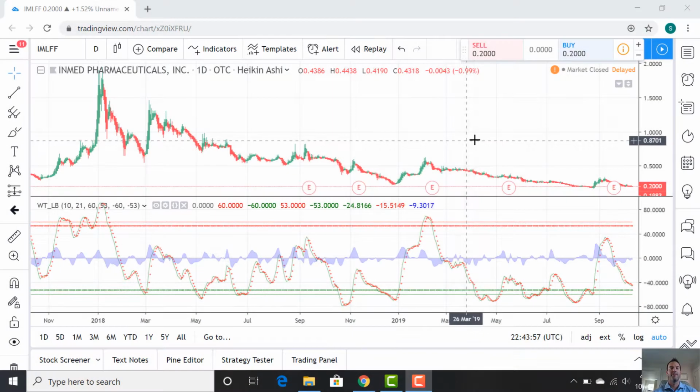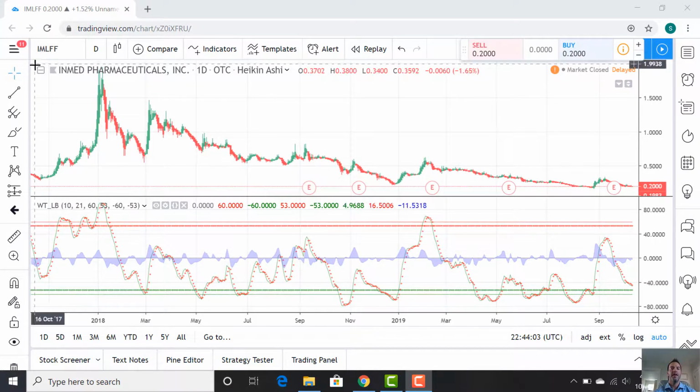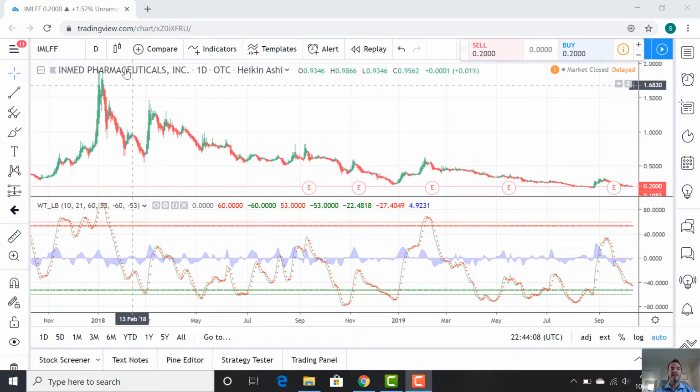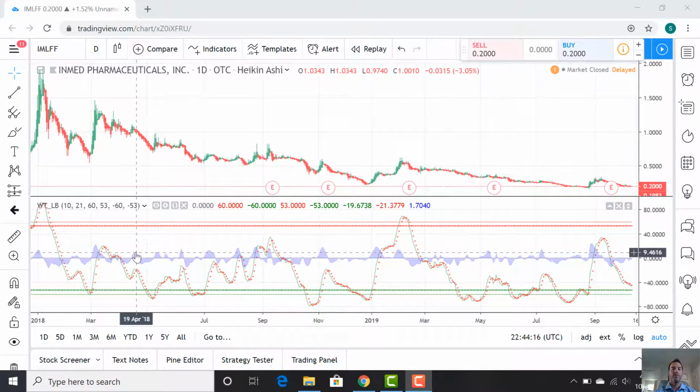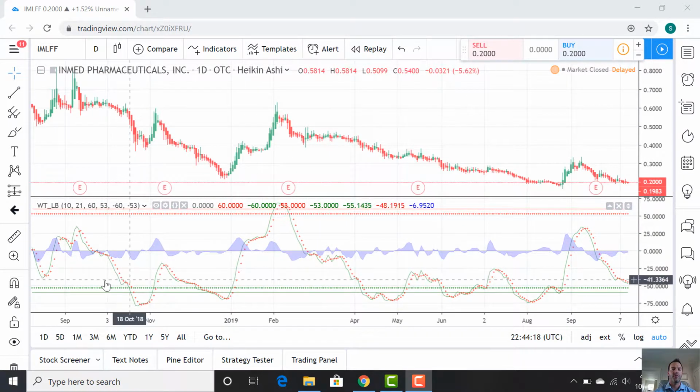Today, a new indicator. So you can see we're looking at the IMLFF. This is the United States OTC ticker for InMed Pharmaceuticals, again on our Heikin-Ashi, and we're looking at the daily chart here. And today we're going to look at a really fascinating Wavetrend oscillator. Let me just zoom in so you can see it a little more clearly.